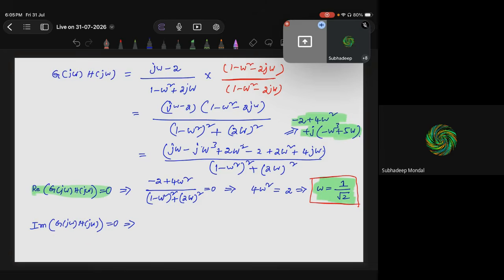Imaginary part to 0. So what is the imaginary part here? Minus omega cube plus 5 omega, correct? Am I correct? So divide by 1 minus omega square whole square plus 2 omega whole square equal to 0. Correct? Yes or no?